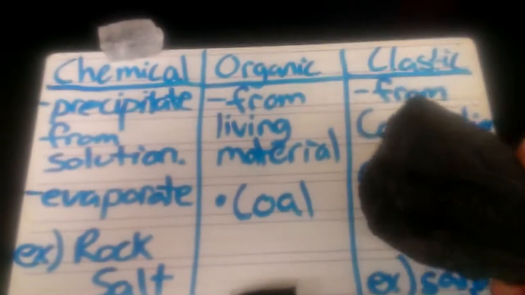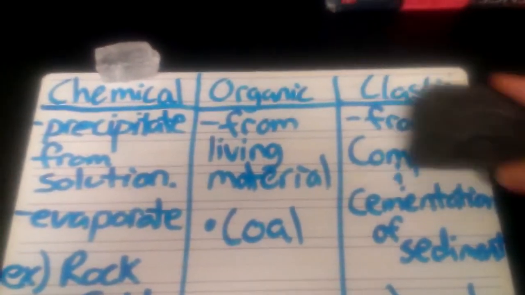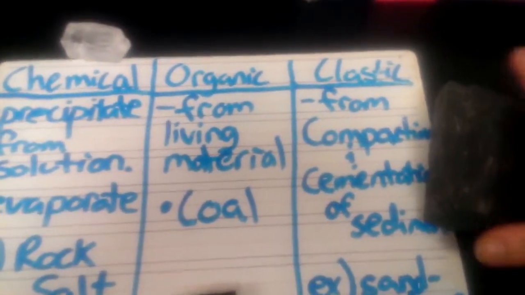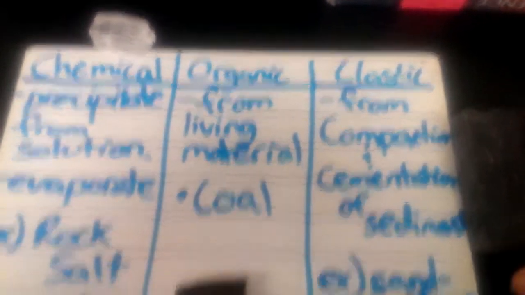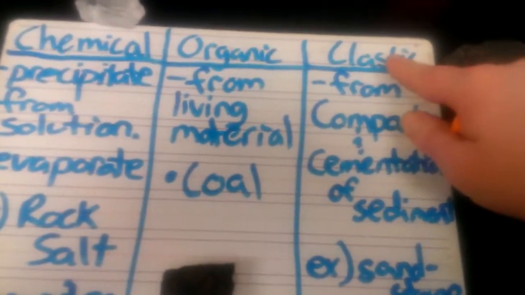So it looked a lot like the basalt we looked at with igneous, but it's actually compacted and cemented sediments, just like we did with our Rice Krispie treats that we compacted and smushed together and glued together. That would be what you have here with shale, a clastic sedimentary rock.